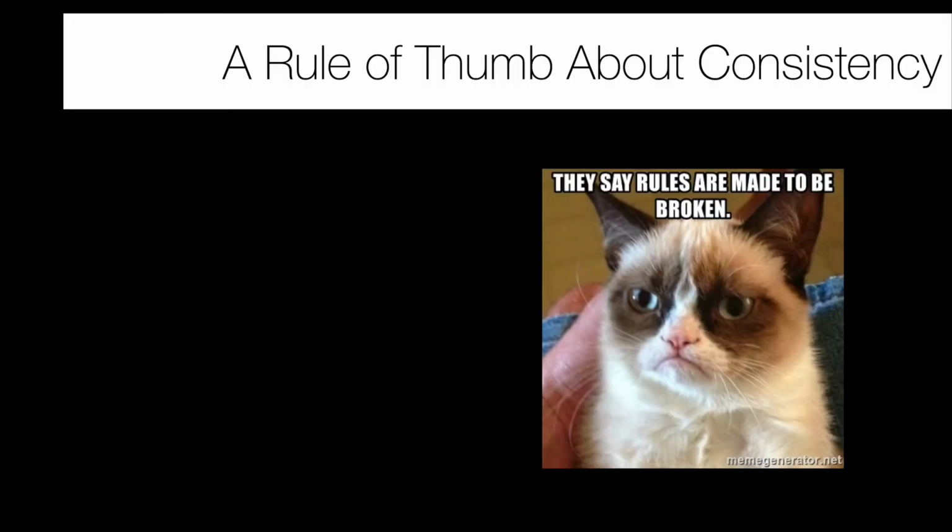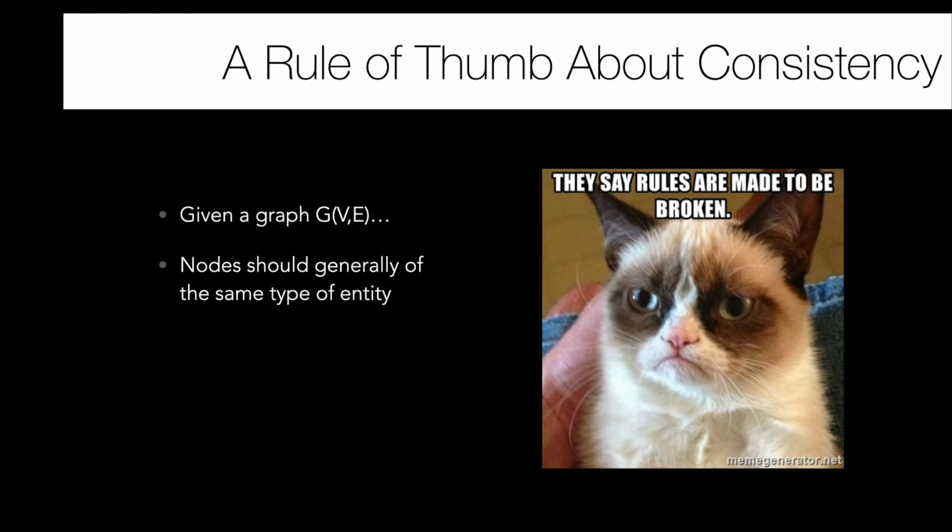So before I get into those, let's briefly go through a detour where I'm going to break a rule that I told you about last time. So in the previous lecture, when I talked about how we can represent graphs and what graph structures look like, I said if you're given some graph with some vertices and edges, generally all the vertices in your graph should be the same type of thing, same type of entity. As all rules are made to be broken.